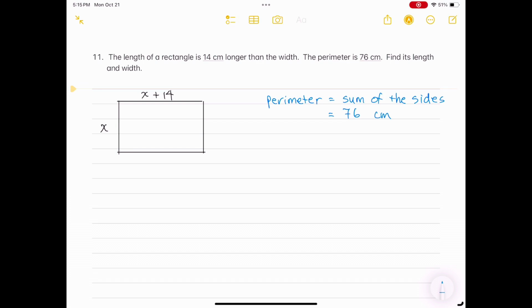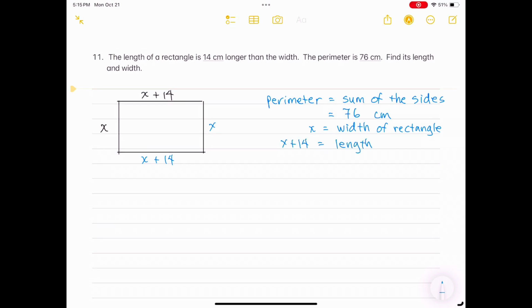The perimeter is the sum of the sides. The perimeter of any figure is the sum of the sides. And in this case, it's given as 76 centimeters. So I just need to add up all the sides of the rectangle and make sure that it equals 76. So x I will call the width of the rectangle, and x plus 14 is the length of the rectangle.